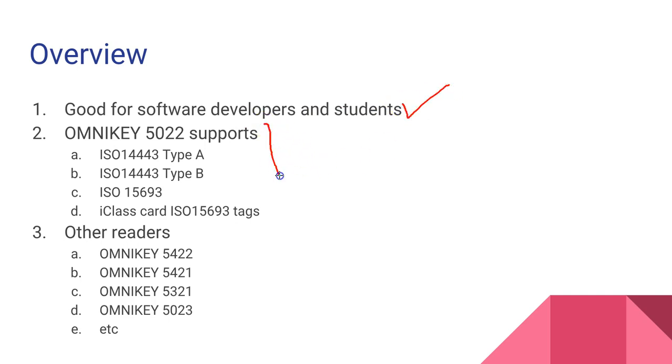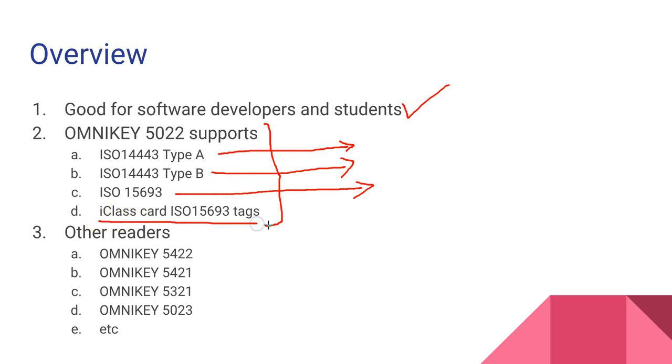Now, the reason why I like this reader writer is it supports various standards. You can read and write to type A cards, you can read and write to type B cards, and you can also read and write to ISO 15693 tags, as well as cards based on iCLASS. I have not used iCLASS cards, so I would not like to comment anything more about that. However, making a video on iCLASS cards is on my list of things to do. So you're going to very soon see a video on iCLASS as well.